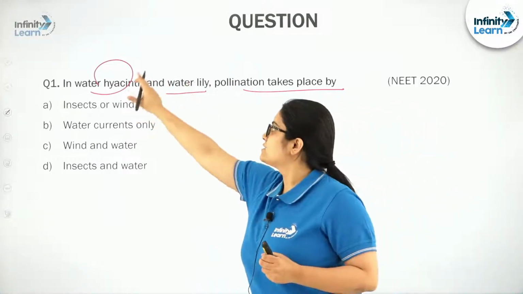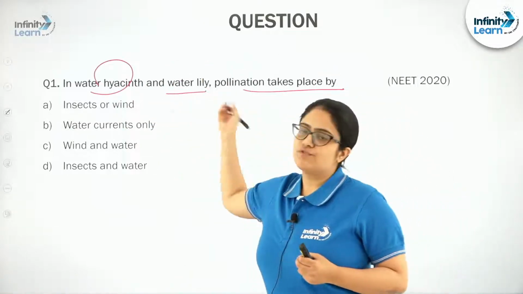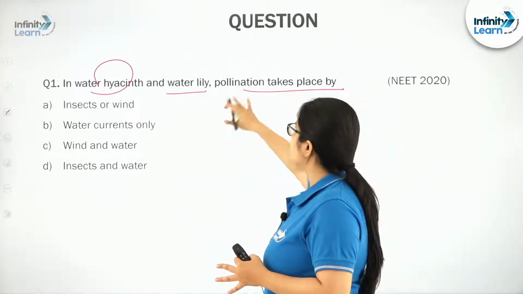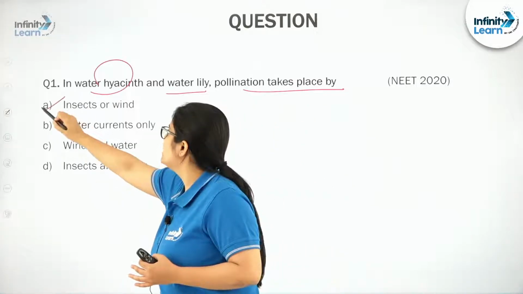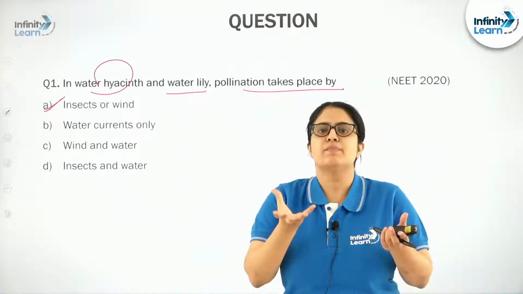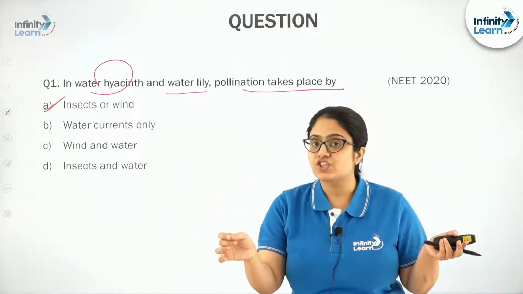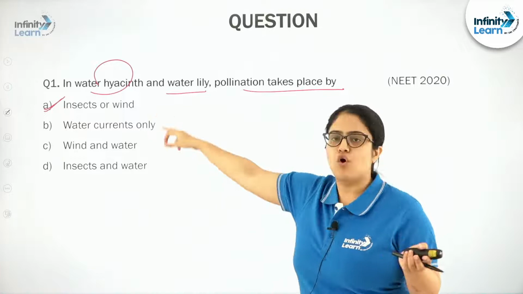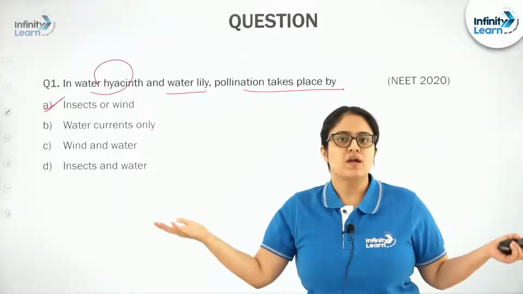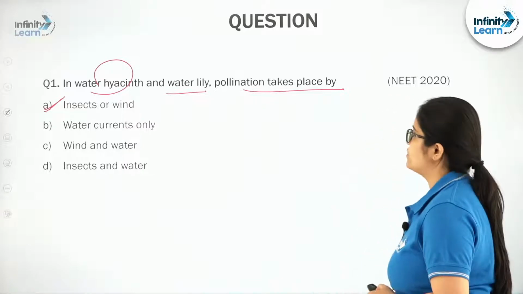Do not get distracted by the water term which is there in front of both these plants. Please remember, in water hyacinth and water lily, pollination will take place with the help of insects or wind. I repeat again, students, water lily and water hyacinth will emerge above the surface of the water, and in them pollination will take place either via insect or wind. Majority of the aquatic plants, in them pollination gets executed in this way. Very important fact. Next question.